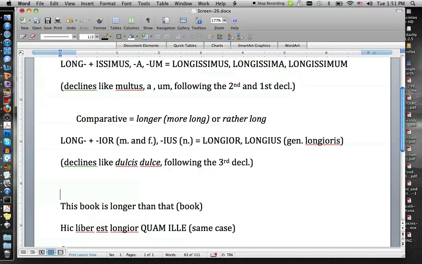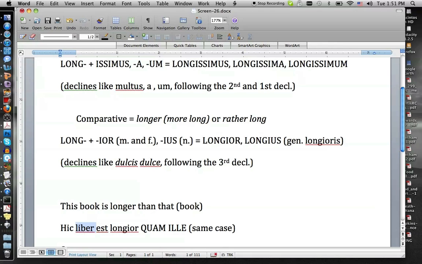Now, how do you do the comparison? How do you translate that? How do you compare the things? In English, you use than, okay? And basically in Latin you do the same. You can use quam as equivalent of than. So, this book is longer than that. You have hic liber est longior quam ille.